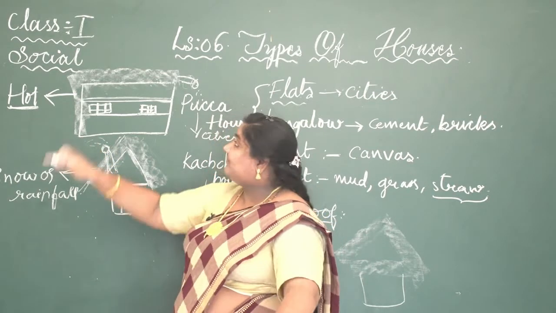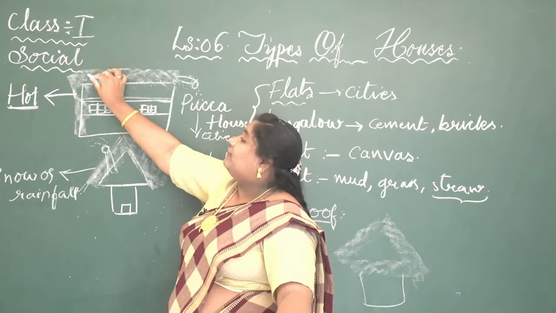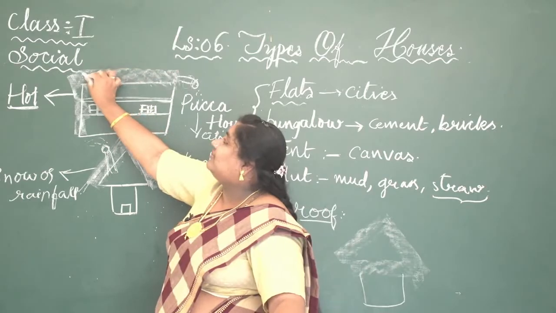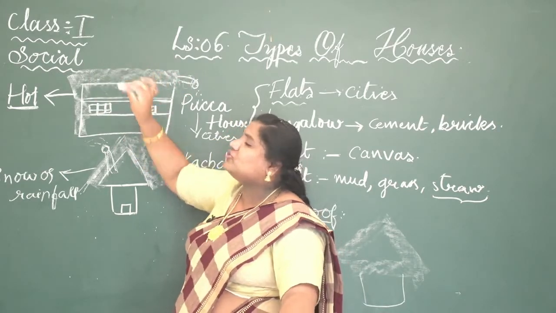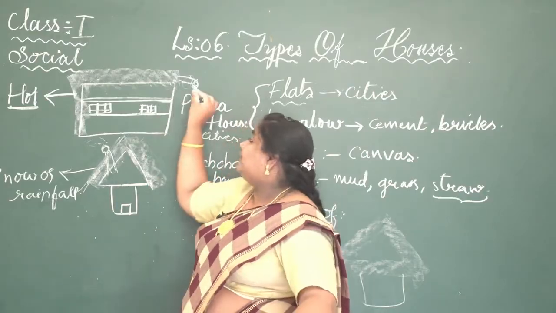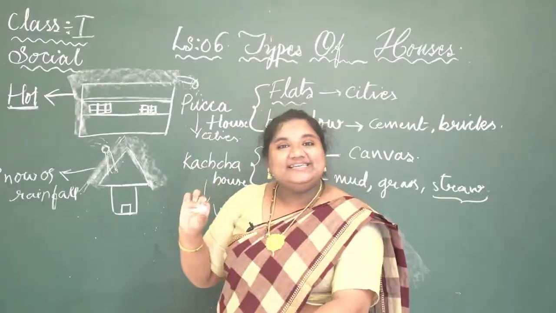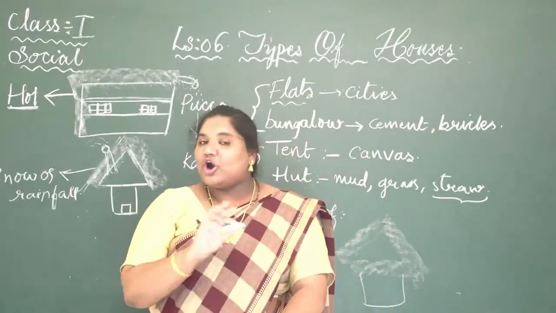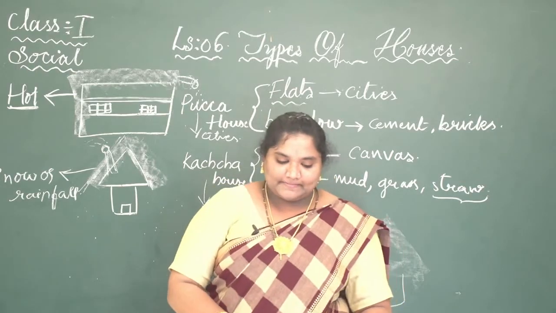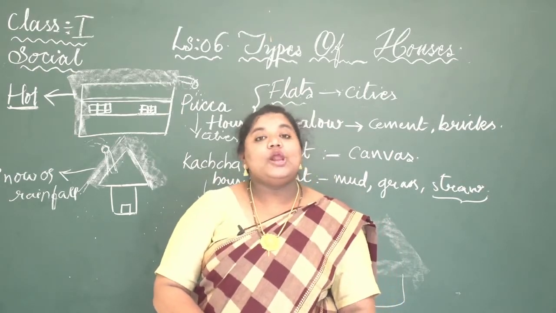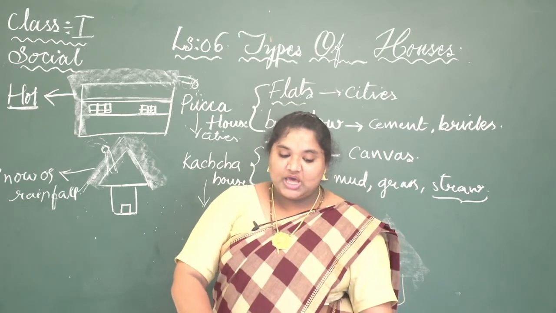Whereas in the flat roof, what do you observe, sir? Here the water stays on a flat roof. When heavy rainfall comes, the water stays on the floor. If you have a pipeline which drains water easily, then the water will not stay on the floor. So these are all points that you have to remember when constructing a house.